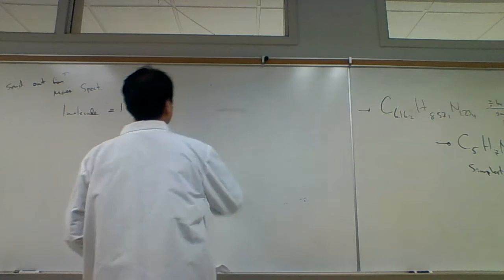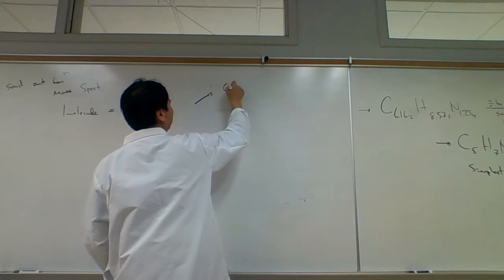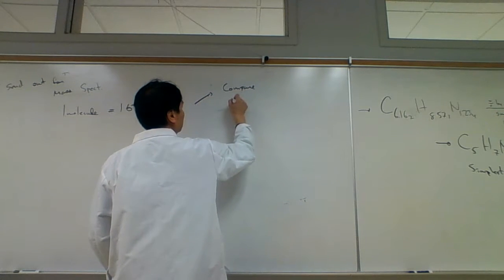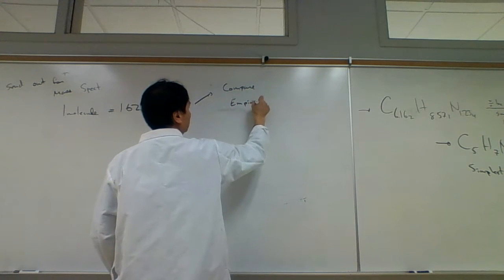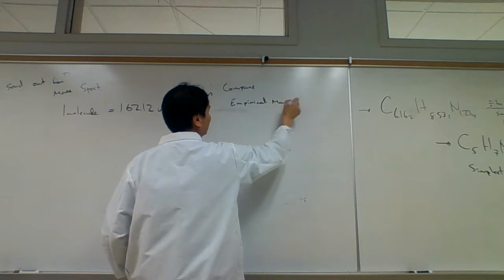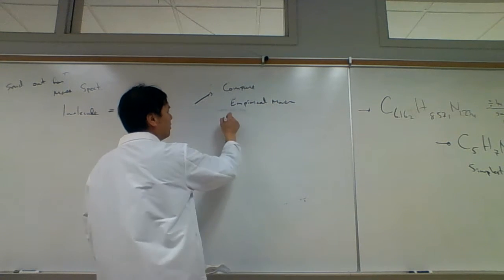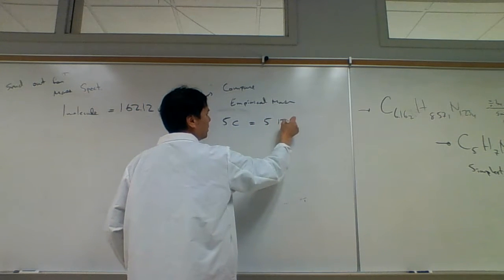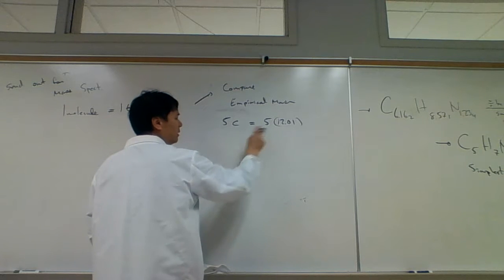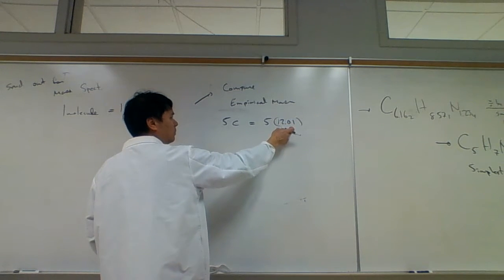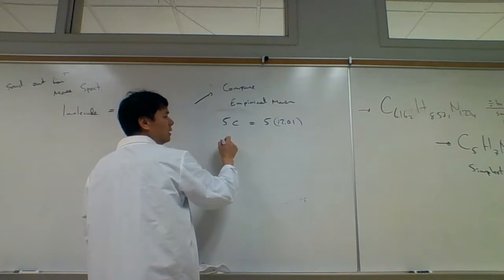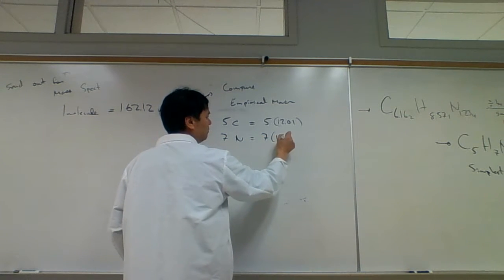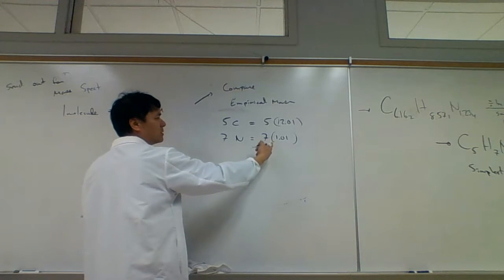And so what we have to do now is compare the empirical weight with the molecular weight. Okay, I'll call it the empirical mass. What is the empirical mass? Well, we have 5 carbons. 5 carbons is 5 times 12.01 U. I'm going to leave off the units because it's either U per atom or grams per mole of carbon atoms. Then we have 7 hydrogens. 7 hydrogens is 7 times 1.01. Here I'm only going to take it to 3 because I just need 2 decimals.